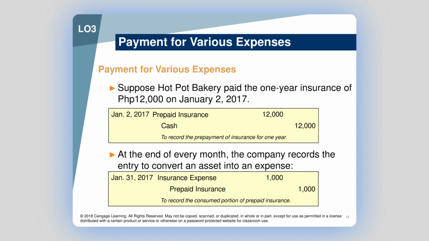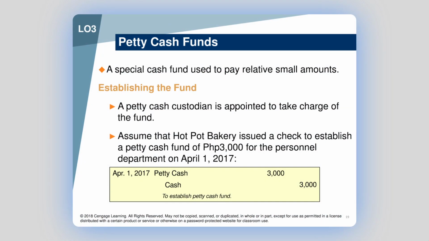At the end of the month, the company records the entry to convert the asset into an expense. So you debit insurance expense and credit prepaid insurance. Those are our samples. So, debit insurance expense and credit prepaid insurance. We are now finished with the simple explanation of some of the assets.